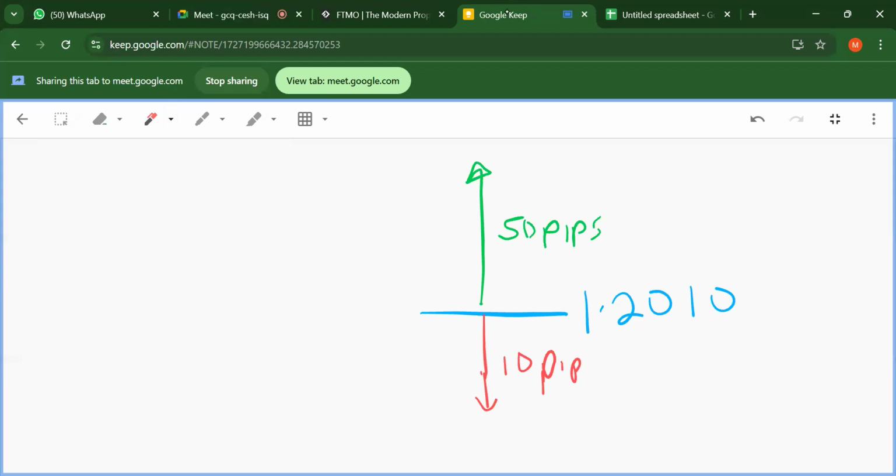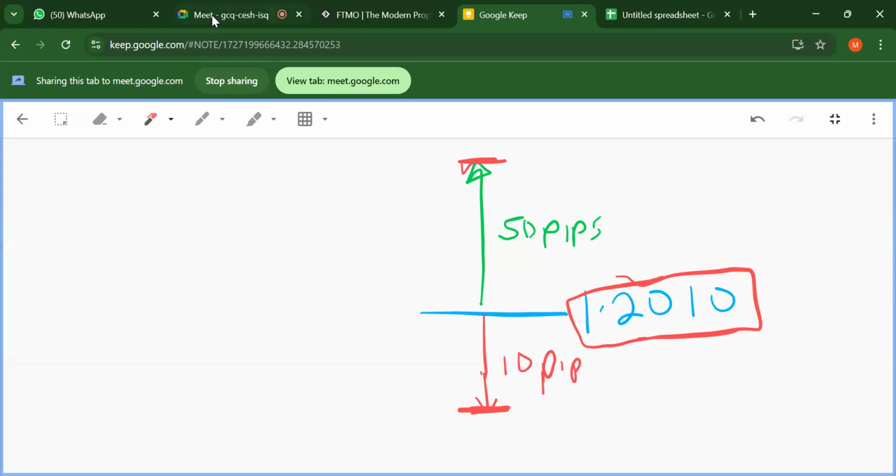I was asking, if I've entered the market here, expecting the market to go up, at what point will I exit with a profit of 50 pips? What price point will be my exit? And in any case, so that I don't lose more than 10 pips, at what price point will I set the exit point of 10 pips? So let's do that math.